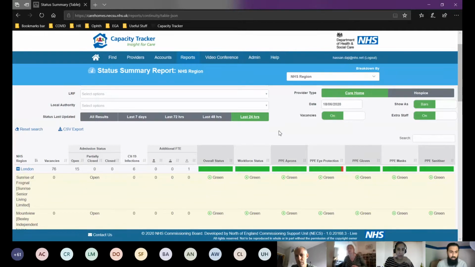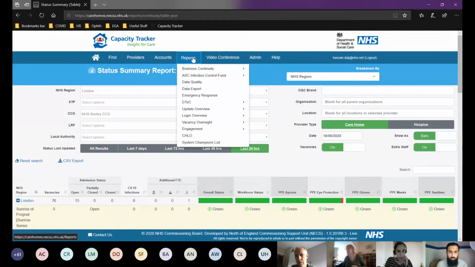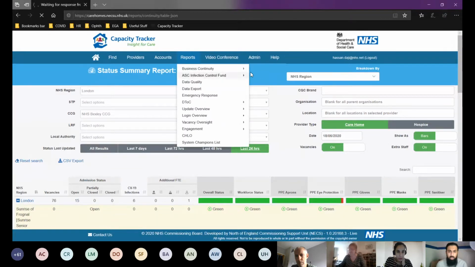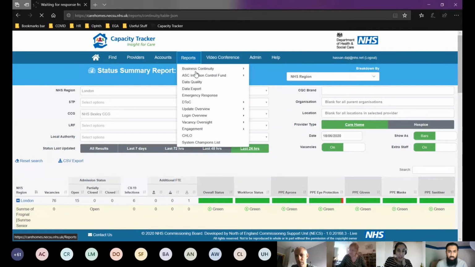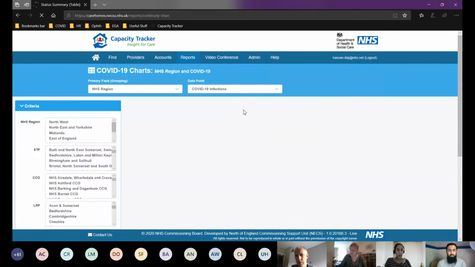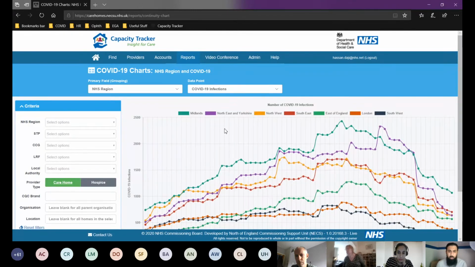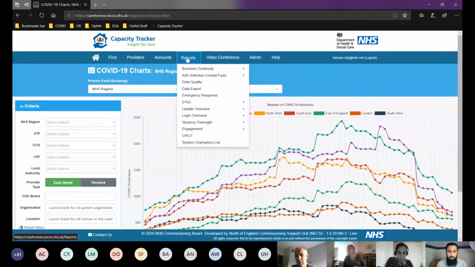Can you just quickly show the system champions where the charts are, so they can see some of the trends over the last few weeks? I think that would be useful. Which charts would you like? Shall I quickly show the COVID-19? I would probably say any of the PPE charts or workforce, or any really, as an example of what's available. Bear with me. So this is one of the COVID-19 charts that we'll be able to see.